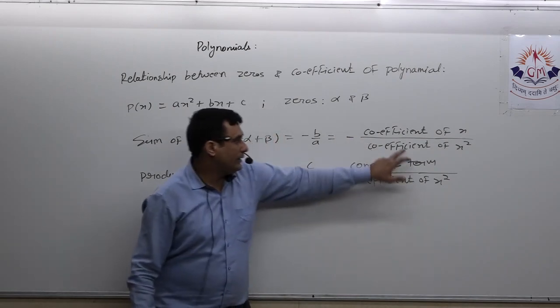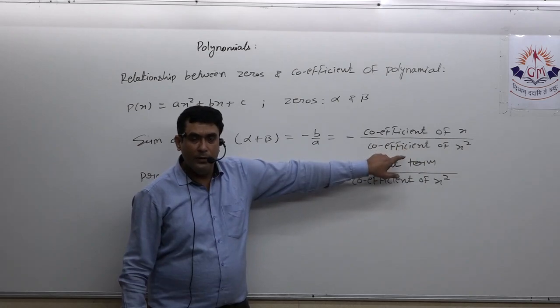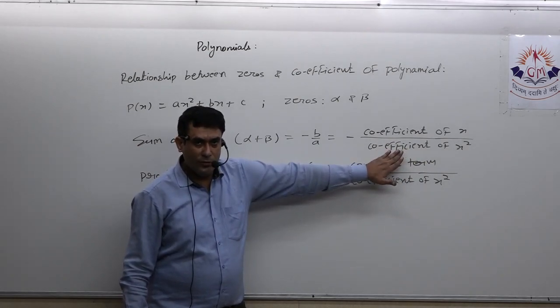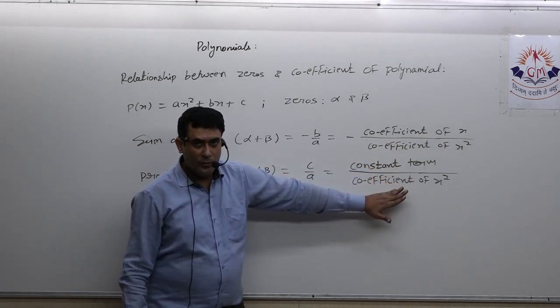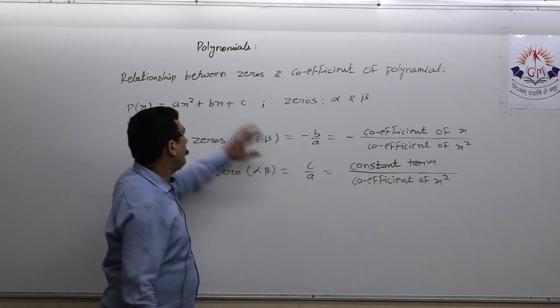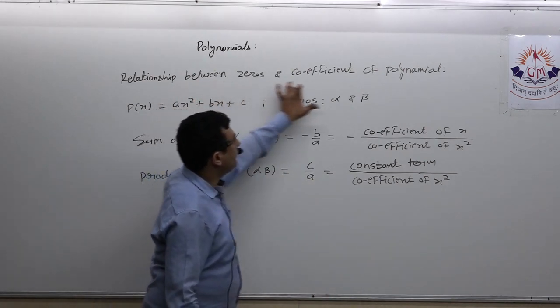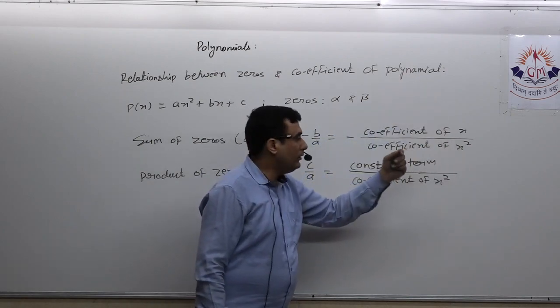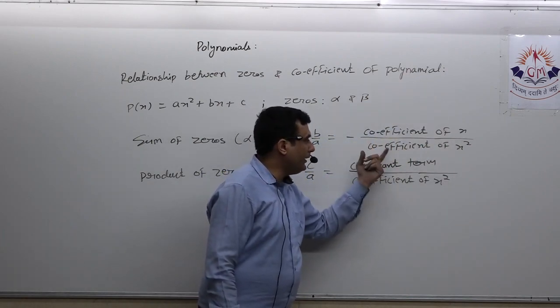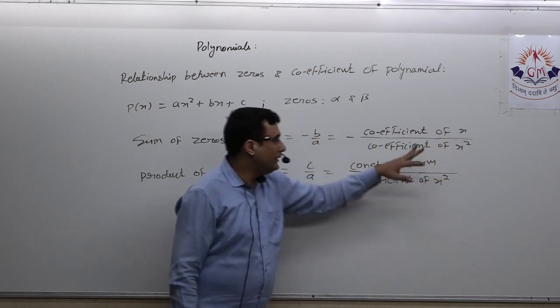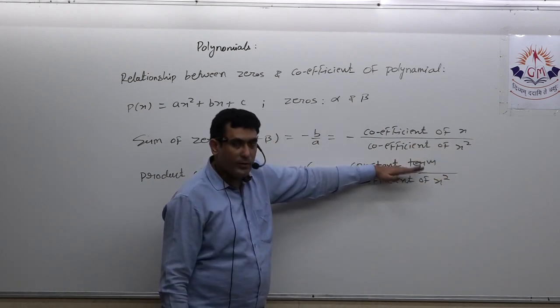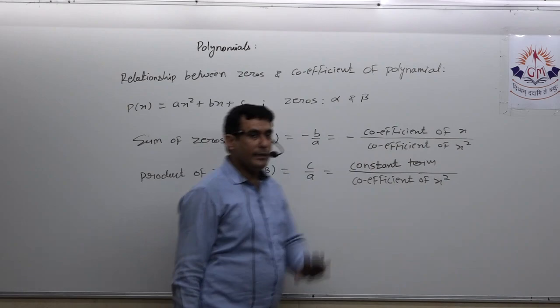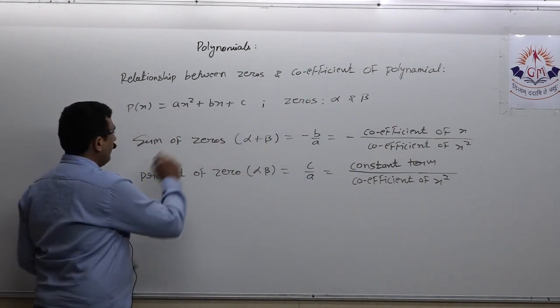Here you can observe that the denominator is always the same in both the cases, that is the coefficient of x square. Suppose if we talk about the same thing, the relationship between zeros and coefficients of a cubic polynomial, there again you will find the denominator is the coefficient of x cube. That means the denominator is always the coefficient of the leading term. So this you have to remember.